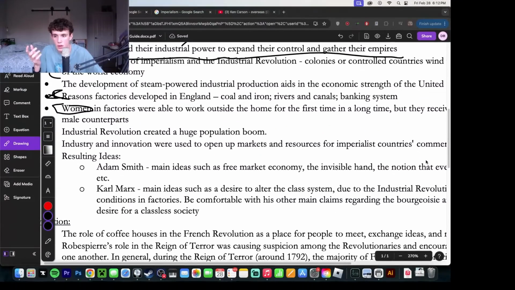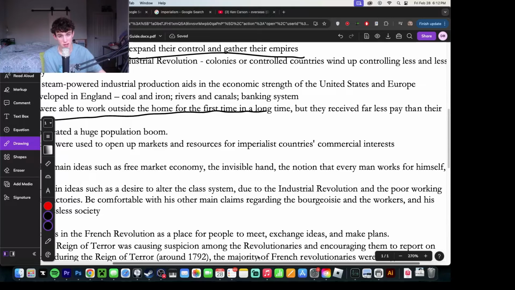From them only being seen as homemakers for generations, pretty much every society saw them that way. Obviously, hunter-gatherer societies didn't see them that way, and in other societies it wasn't always the case, but the majority of the time they were viewed that way. All right. So women in factories were able to work outside the home for the first time in a long time. The main reason for this in the United States especially was, and this is going to be a small side tangent that you can skip, mainly going to be World War II.